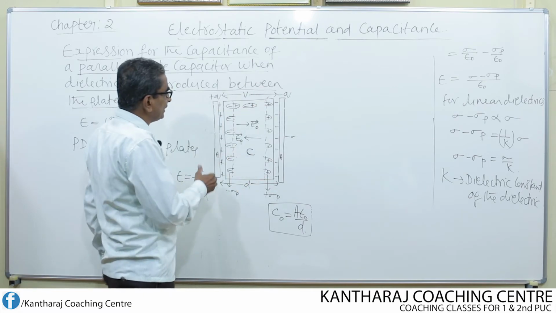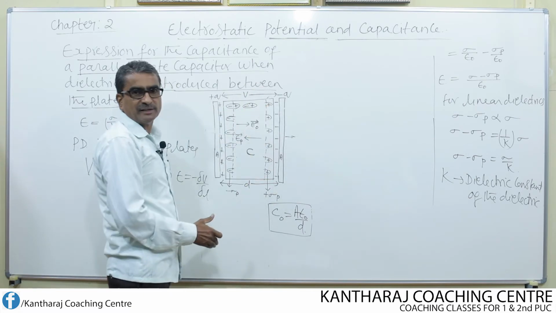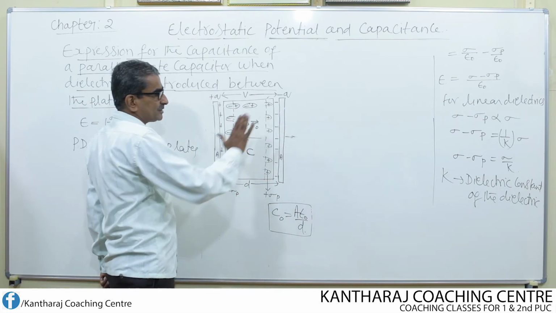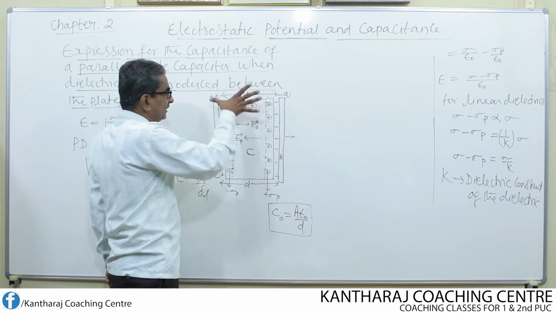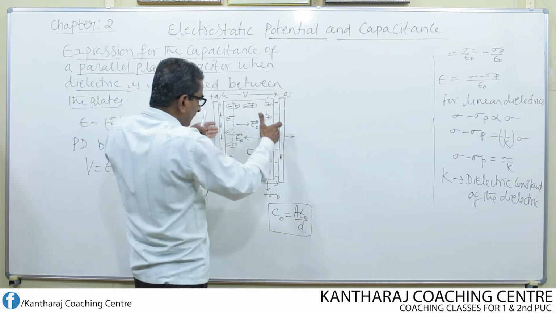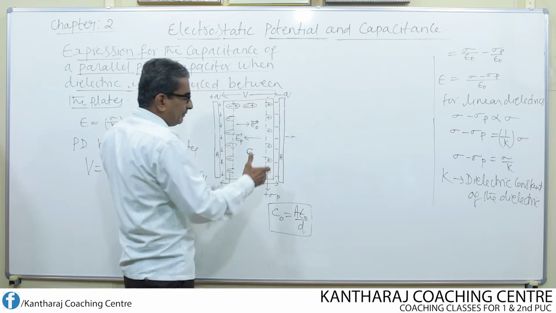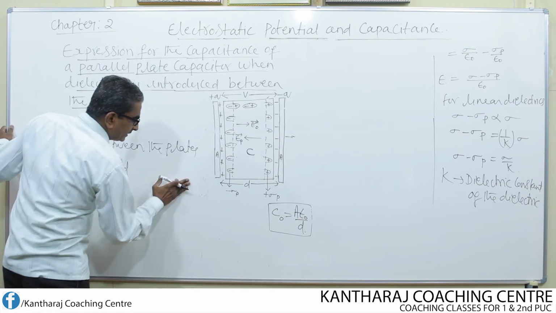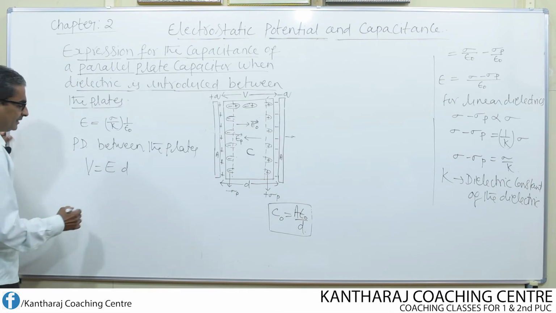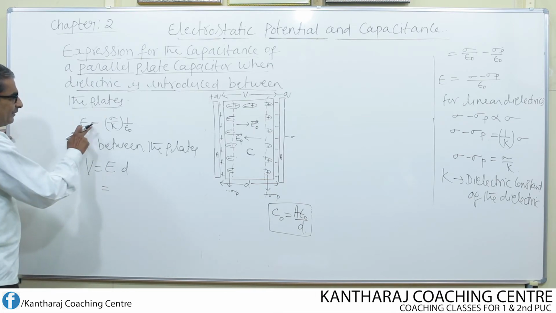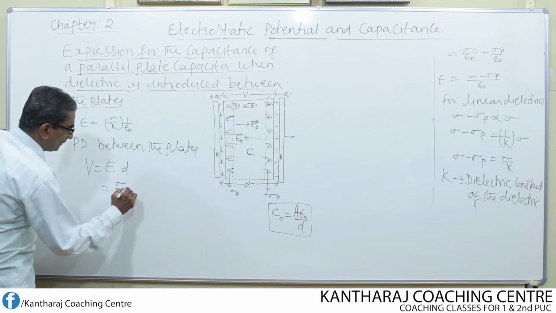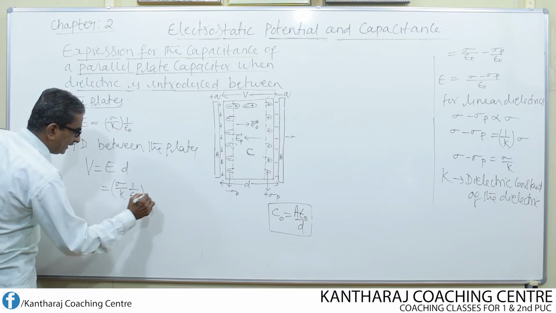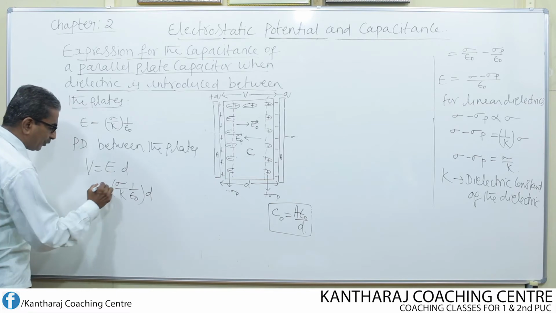I already told you that there should not be any air space after introducing the dielectric. No space must be left between the two plates. It should be completely filled or packed by means of dielectric. So using this equation, I am able to write like this. Now, let us substitute for E. What is E now? Sigma by K into 1 divided by epsilon naught, into D. So this is the potential difference.